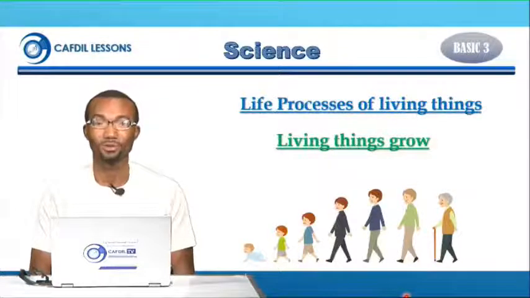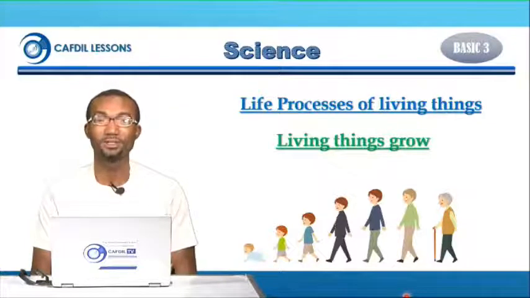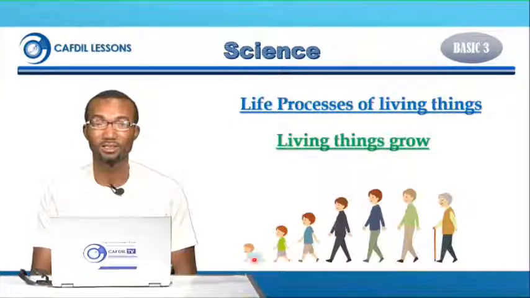Good. Let's look at the fourth one. We have talked about movement. That's one of the life processes. The first one is movement. Living things move. Then we looked at the second one. Living things eat. We looked at the third one. Living things reproduce young ones. And right now we are on the fourth one. Living things grow. So if you look at this image, you see that at first this human being was a baby and then kept growing, kept growing, kept growing.